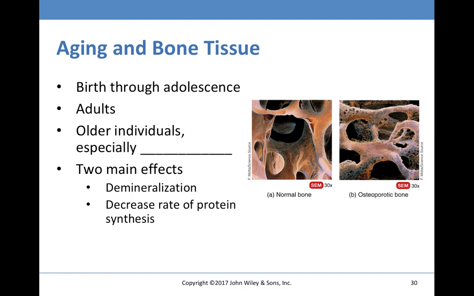So the two main effects here as we age are going to be demineralization, that loss of calcium and other minerals from the bone, which can lead to osteoporosis. And then we also decrease the rate at which we synthesize our proteins. An especially important protein here is the collagen that we need to have in our ground matrix for the bones. And so this makes us more susceptible to fractures.